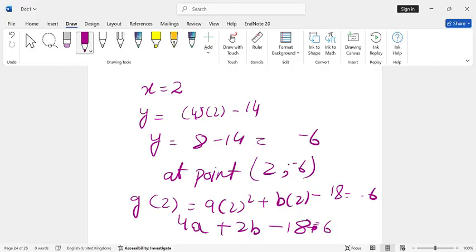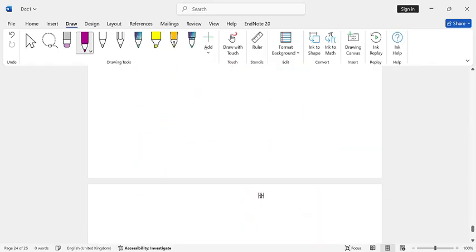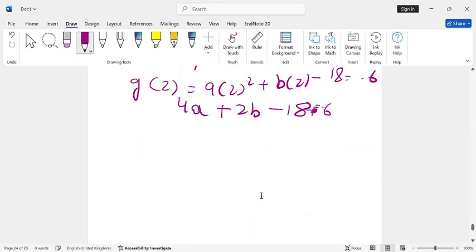Equals to minus 6. All right? So what is the value? We have 4a plus 2b equals 12. This is what we call equation 1.